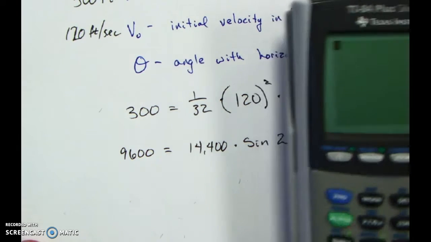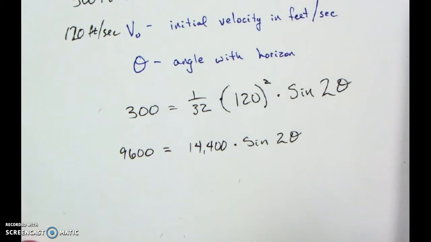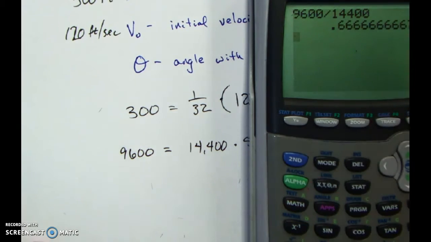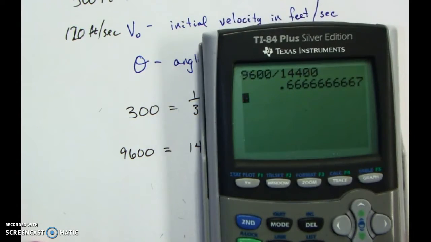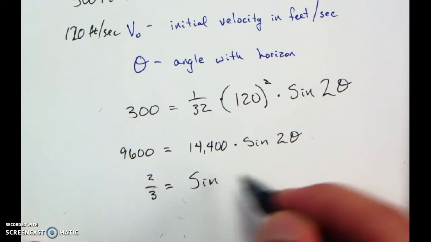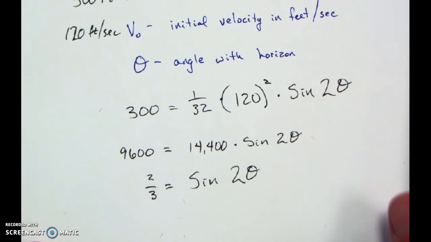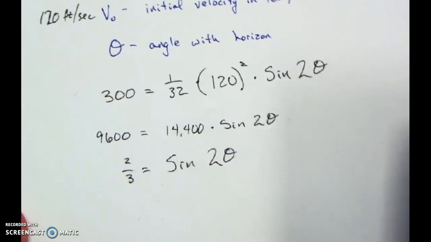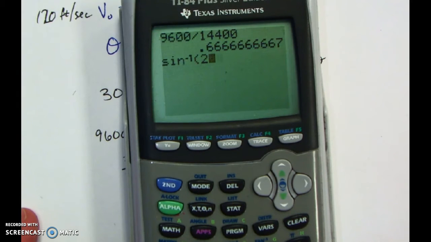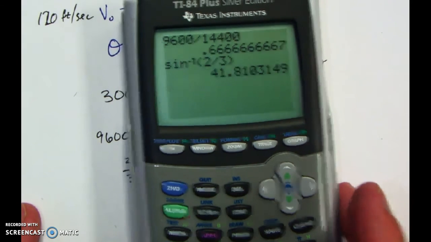Now if we use our calculator, I'm going to divide this over. Remember, you're solving for theta, so I'm going to divide this over and get a fraction. So I'm going to have that 9,600 divided by the 14,400, and we get 2/3. It's 0.6 repeating. And so 2/3 is equal to our sine of 2 theta. Anytime we're solving for an angle, we're going to need to do the inverse, so we'll do that at this point. So we're looking at the inverse sine of 2/3. And that gives us an angle of 41.8 degrees.